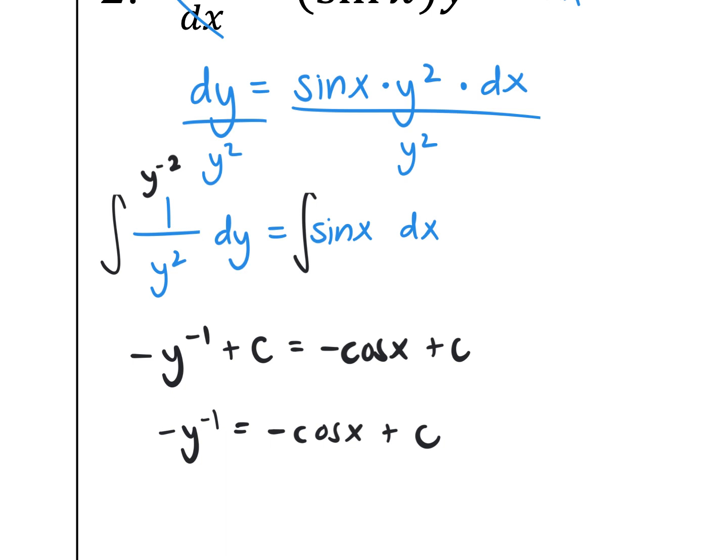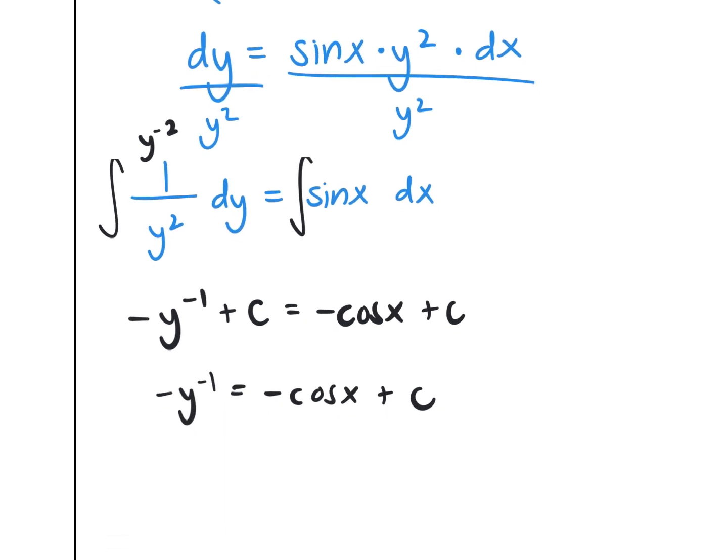Okay. And then could I get rid of these negatives here? Yeah. So I'm going to divide by a negative 1. So I get y to the negative first power is equal to cosine of x. And then again, it's still just a constant, so yes, technically it became a negative, but it's still just a constant, so we're just going to leave it as plus c. And then how am I going to solve for just y here?